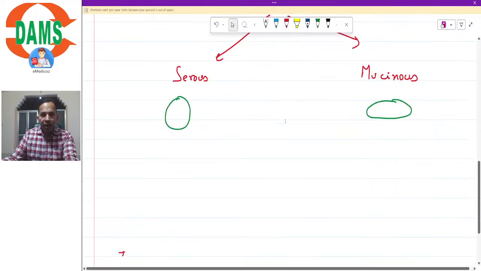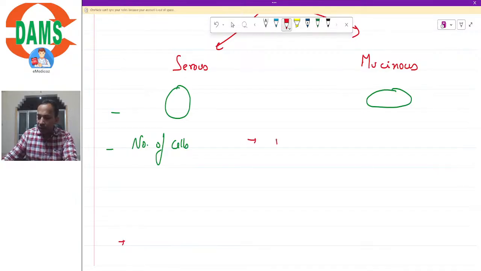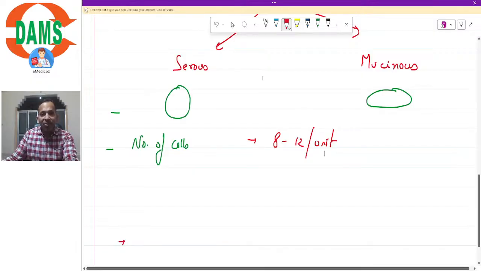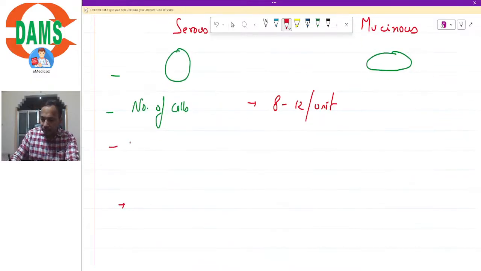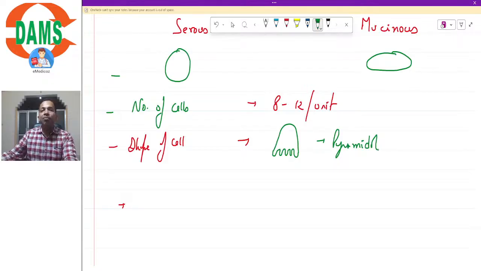And apart from this, the number of cells in either of these is the same. It is 8 to 12 per unit, right? The shape of the cell is also similar, and it's pyramidal with clefts at the base, right? It is pyramidal, isn't it? The difference is in the shape of the nucleus.